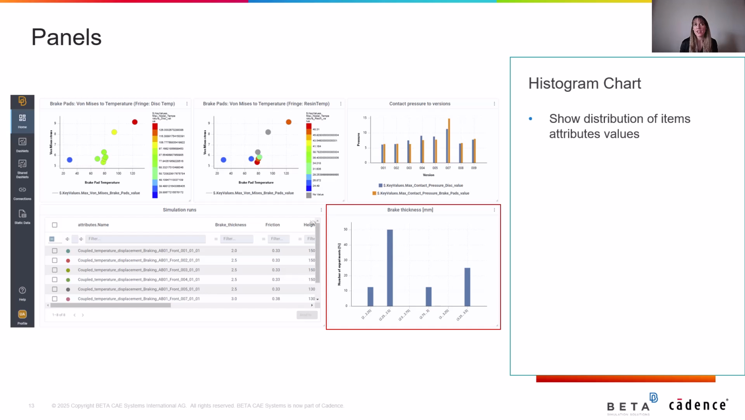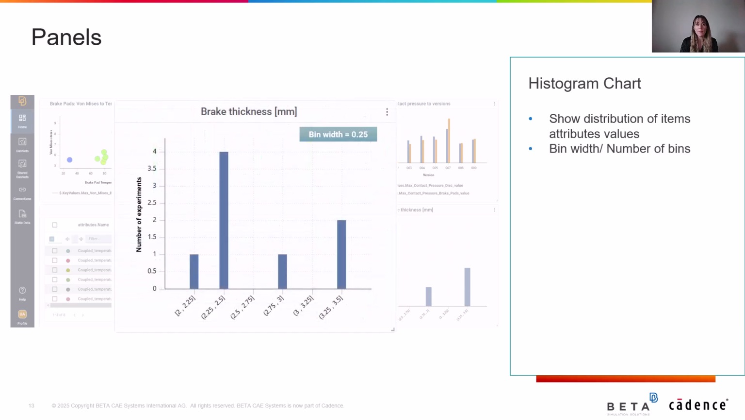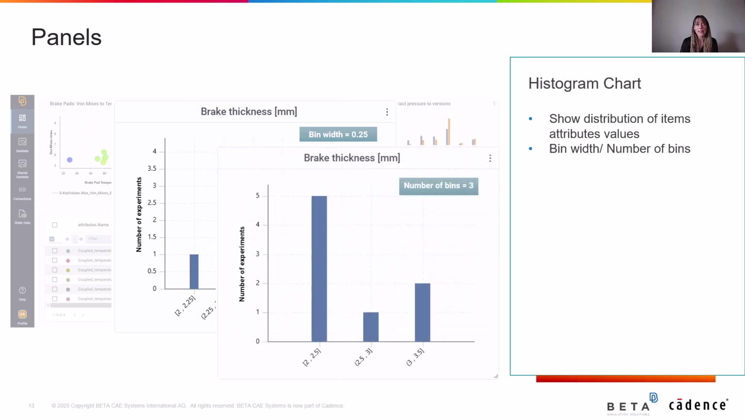So, how does the histogram chart work? Imagine that we have a DOE analysis with 9 different variations, and we would like to show how many experiments fall within a specific range of a design variable, for example, the brake thickness. We will start by setting the attribute to be displayed along the x-axis, so the design variable like the brake thickness. Then we need to select the bins either by their total number or by their width, depending on how precise you want the distribution to be.